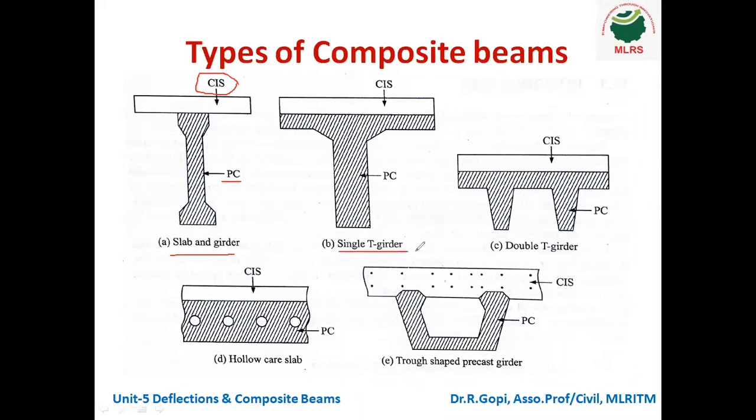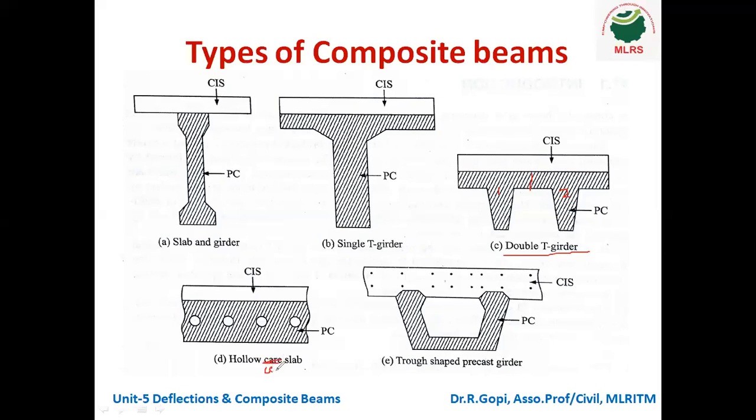Next, single T girder. Here you can see the prestressed concrete members are like a T section. Above that, the cast in situ slab is placed. Okay. So next, double T girder. You can see, if you draw this line, this is one T and this is a second T. So there are two T's. Double T girder.